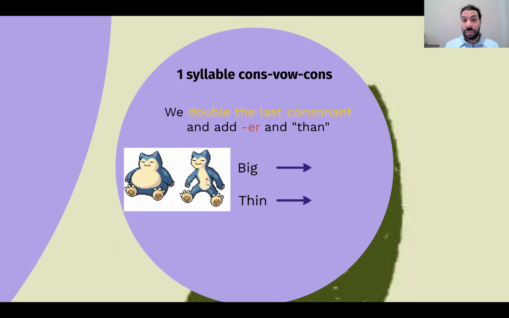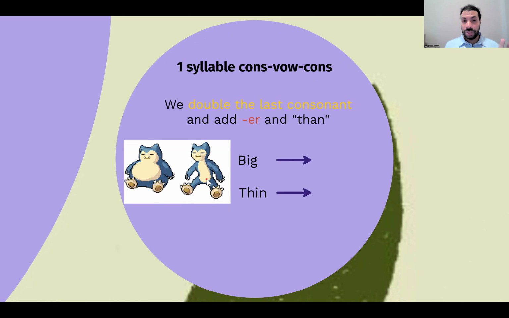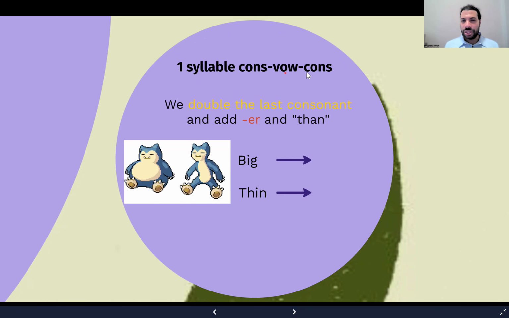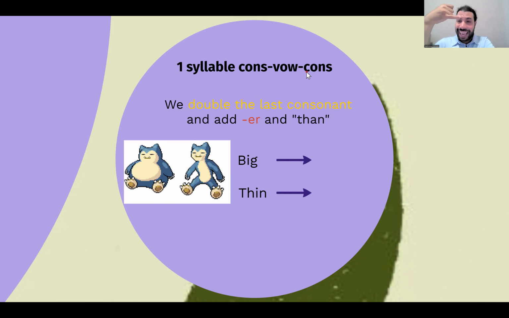Coming to one syllable, consonant, vowel, consonant. Okay, so let me remind you with the vowels. The vowels are A, E, I, O, U. One more. A, E, I, O, U. All the other letters except A, E, I, O, U are consonants.